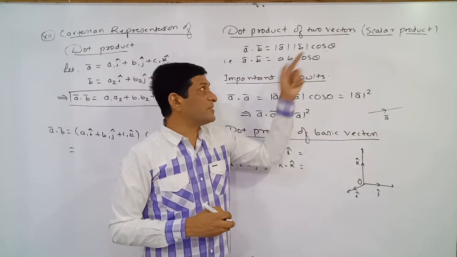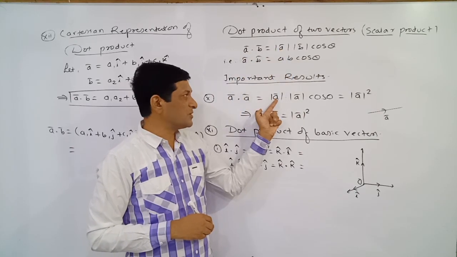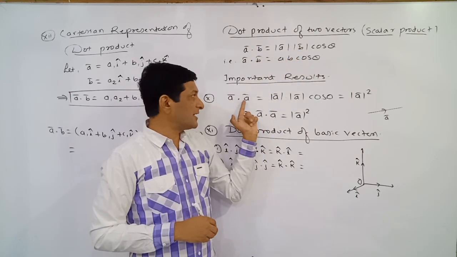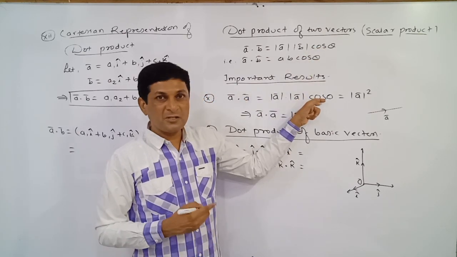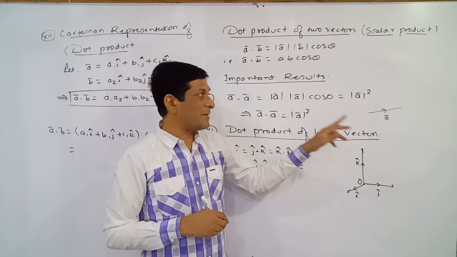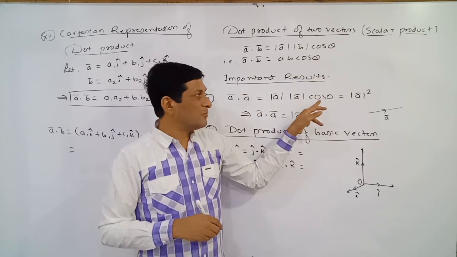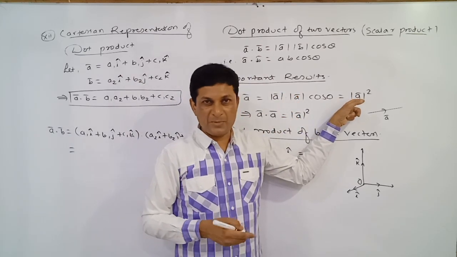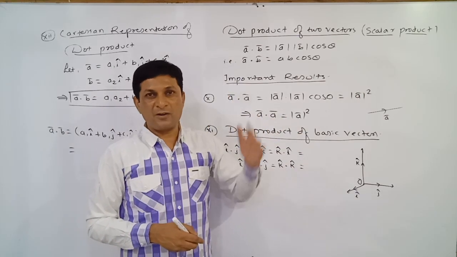So we are applying this definition. According to this definition, the first term is the magnitude of the first vector. What is the second term? The magnitude of the second vector. Here the second vector is also A bar, so its magnitude is magnitude of A bar, into cos theta. Theta is the angle between these two vectors. But we know that A bar makes angle 0 with A bar, so we have replaced theta by 0. And we know that cos 0 is equal to 1. So 1 into magnitude of A bar into magnitude of A bar will be equal to the square of the magnitude of A bar. What important result are we getting here? The dot product of a vector with itself is equal to the square of its magnitude.